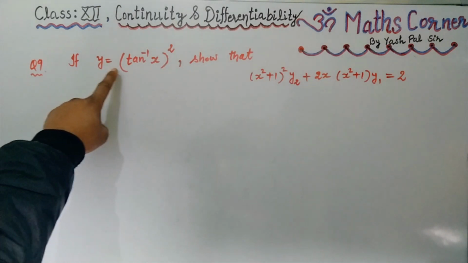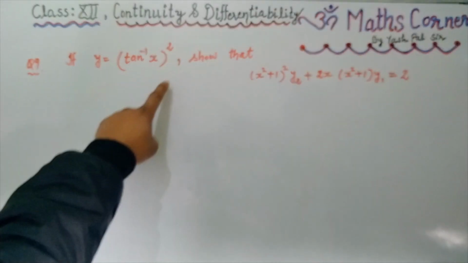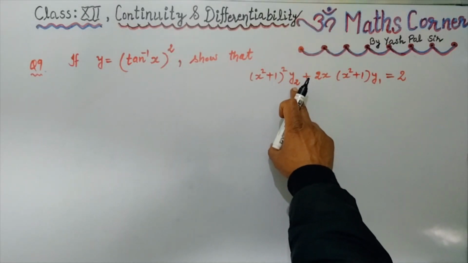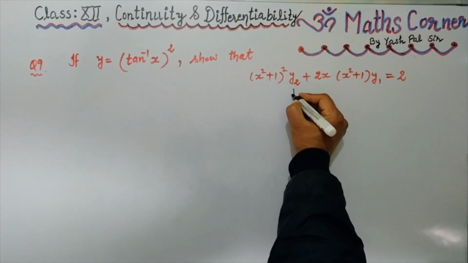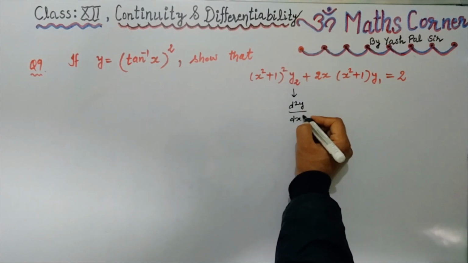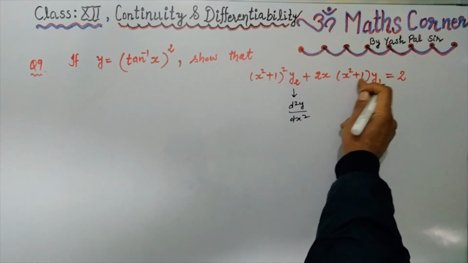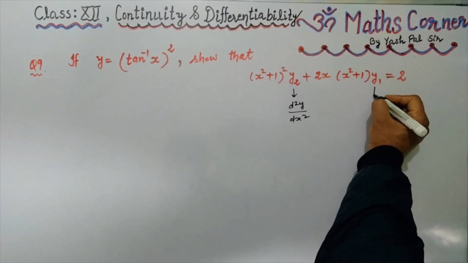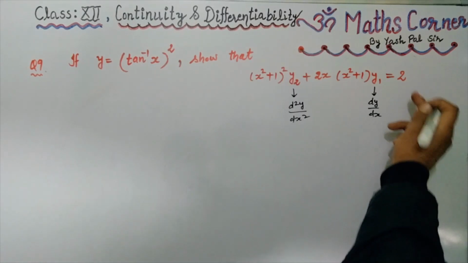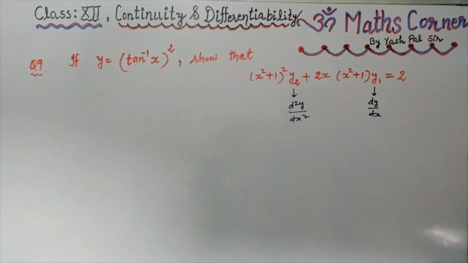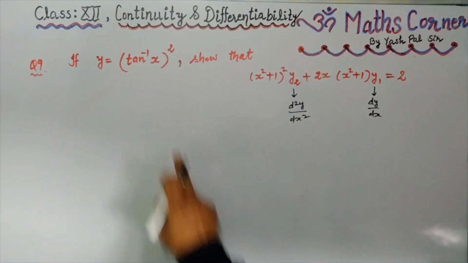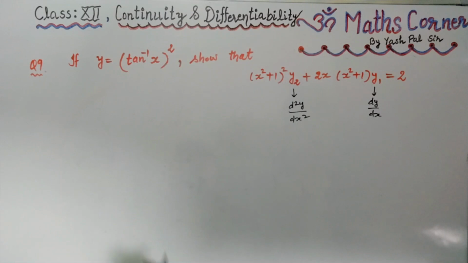Question number 9. If y is equal to tan inverse x whole square, show that x square plus 1 whole square y2, y2 means double derivative d square y dx square, plus 2x into x square plus 1 y1, y1 means dy dx first order derivative, is equal to 2. So here first of all this is the given function, y is equal to tan inverse x whole square.